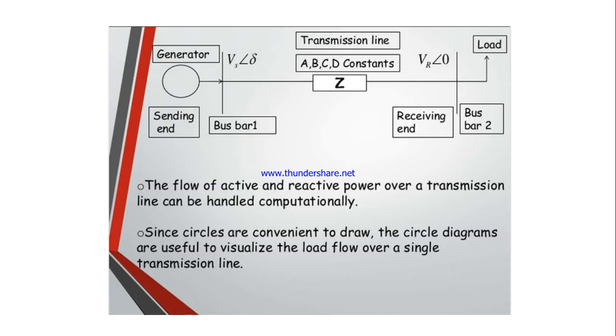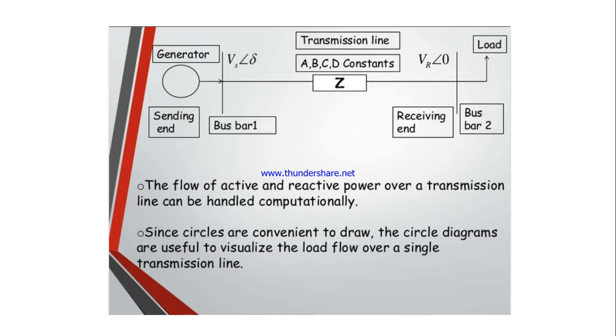This is a single line representation of the power system, which comprises a generator on the sending end, after which we have a bus bar, and then the transmission line, which comprises the resistance and line inductance parameters. Next, at the receiving end we may have a bus bar again, which is then supplied to the load. Here we can represent the transmission line with the help of the ABCD parameters.